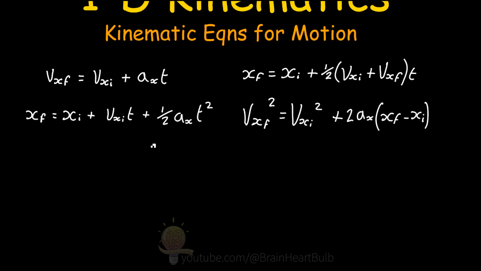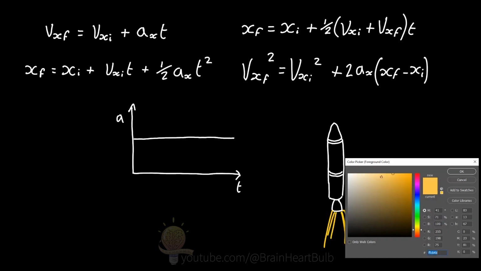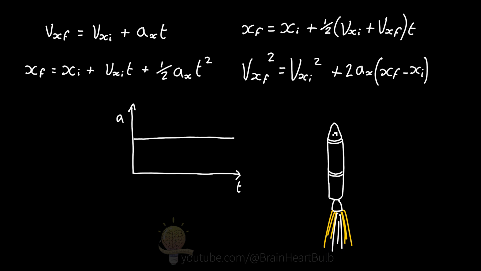Now these equations of motion will only work in situations where the acceleration does not change over time. So when we have an acceleration time graph with a constant acceleration like this. So imagine you're an astronaut and you're in a rocket travelling up to orbit. You may be accelerating at a constant rate of around 30 meters per second squared during some part of the rocket burn. And this is equivalent to around 3 Gs.